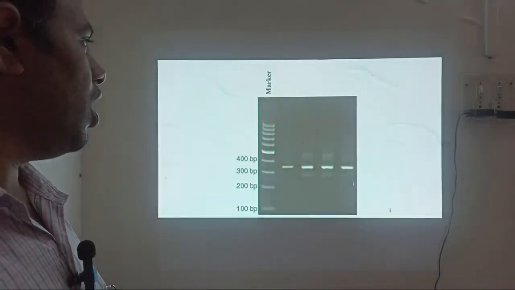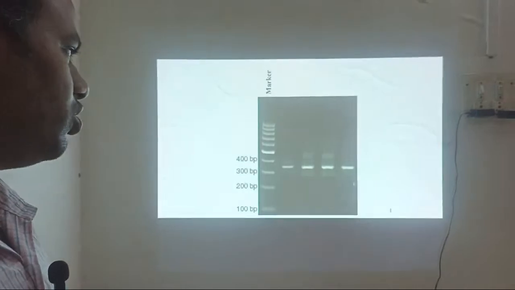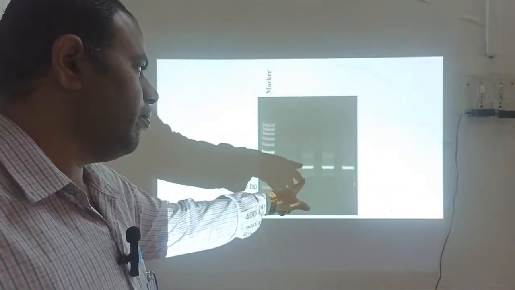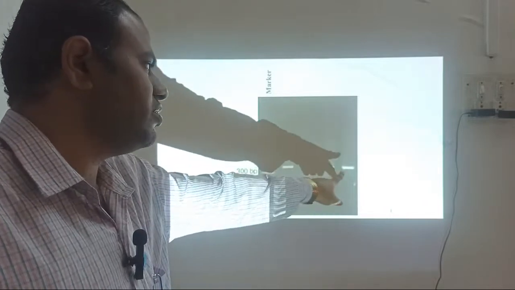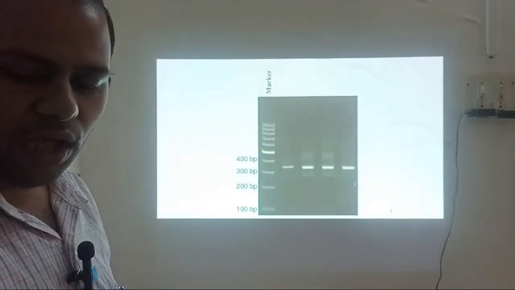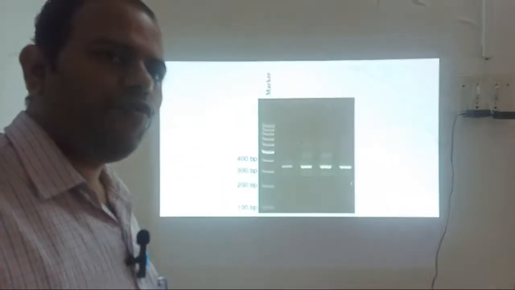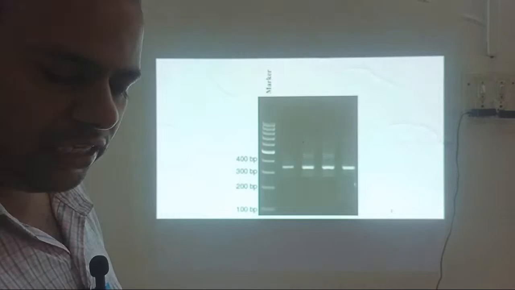When you do agarose gel electrophoresis of this PCR, this is the marker in the first lane. This is the regular band, and you can see the target sequence that is being amplified here. This is how you get the PCR product. You can also purify this product from the gel by the silica gel extraction method.